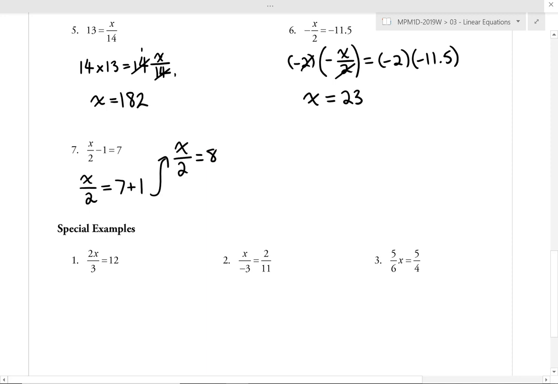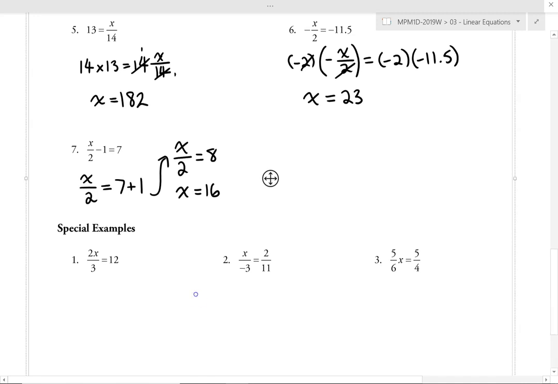Right, and so really it's just a matter of getting rid of this division. We can double both sides, multiply by 2, that gives us x equals 16. And we'll be done. Okay.